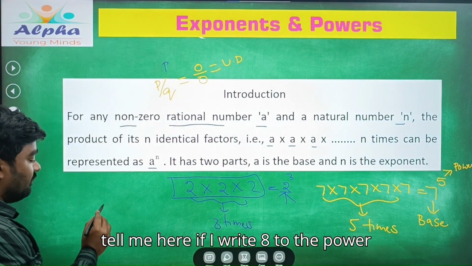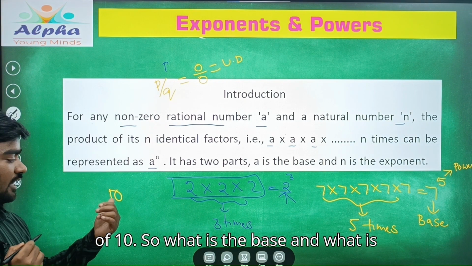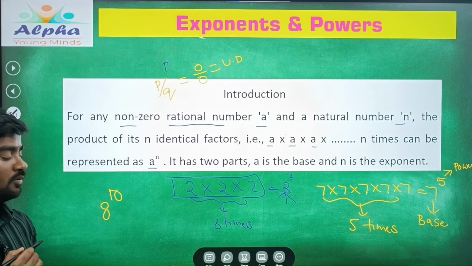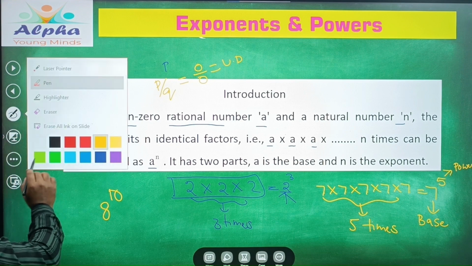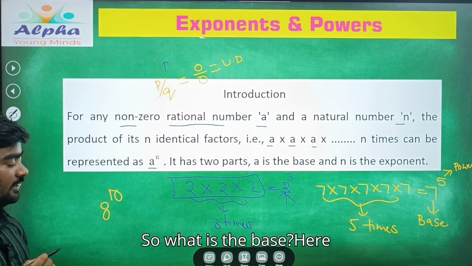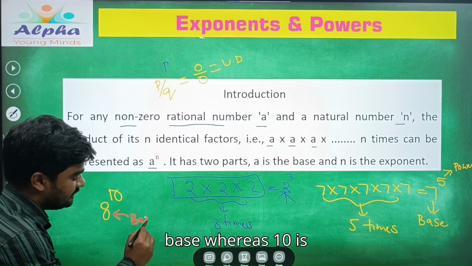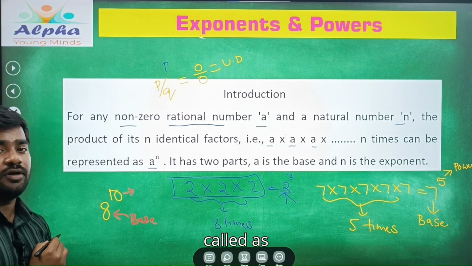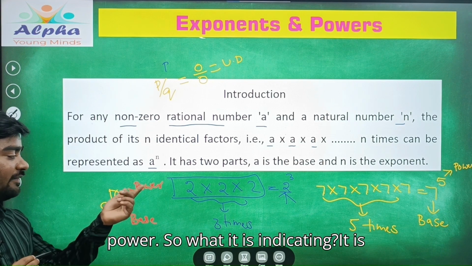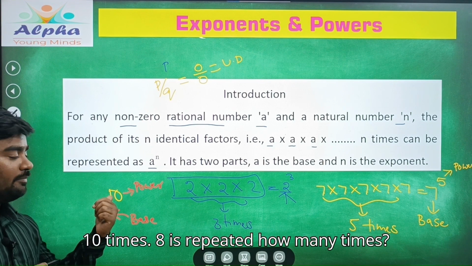If I write 8 to the power of 10, what is the base and what is the power? Can you tell me? Here this 8 is known as the base, whereas 10 is called the power. So what is it indicating? It is indicating that 8 is repeated 10 times.